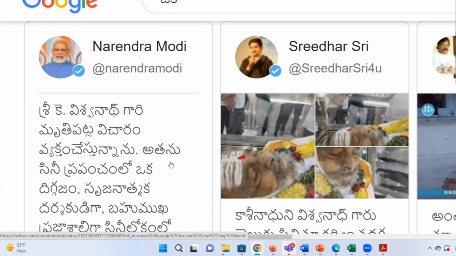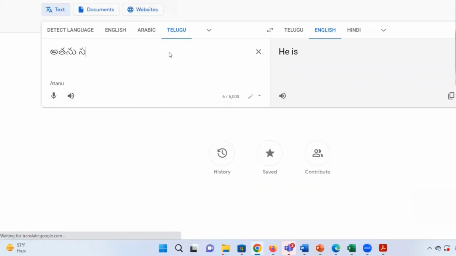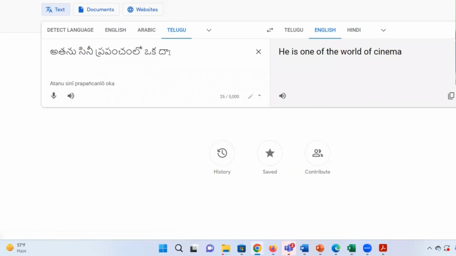I only know prapanchamlo. Okay. So Atanu means he. Sini prapancham means film world. Sini means film, cinema means film, prapancham means world. Oka diggajam means a great personality. But we will also see some synonyms from Google. So let me type the full sentence here, then we'll get the proper meaning. Atanu sini prapanchamlo oka diggajam. He is a giant in the film world.